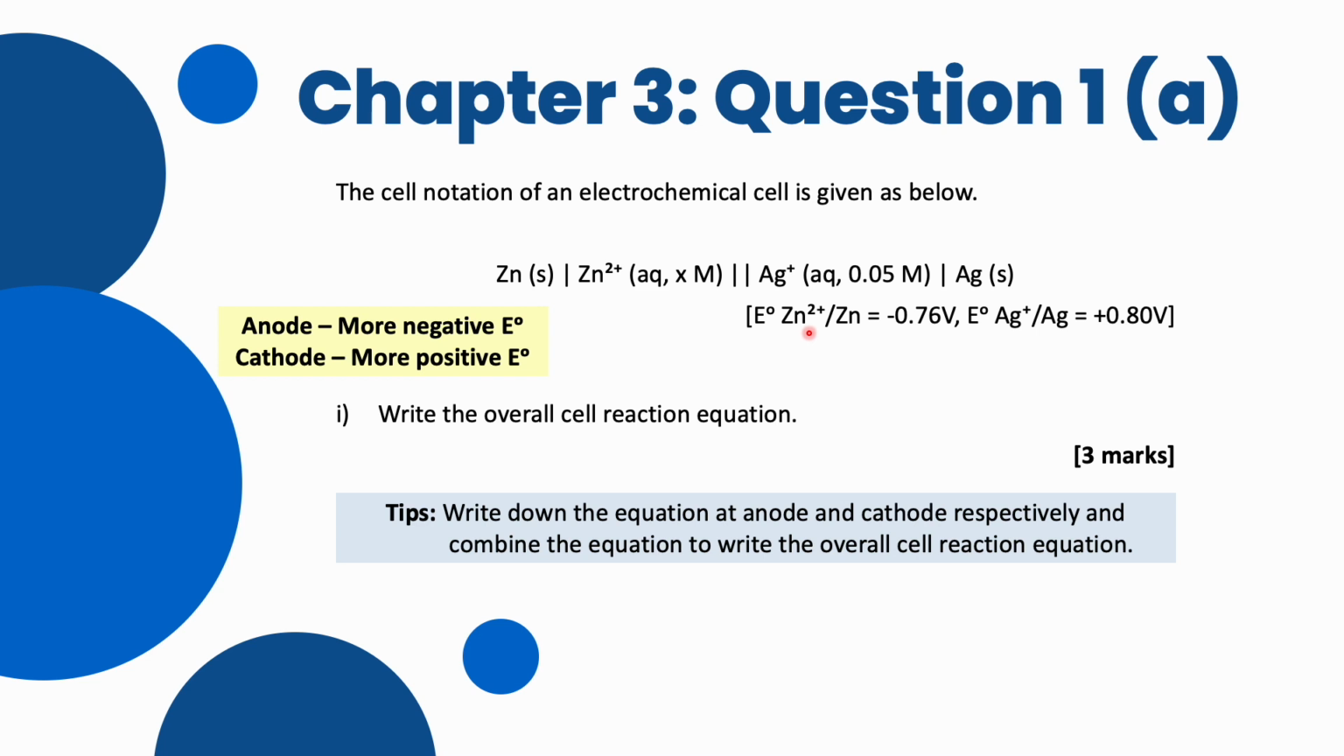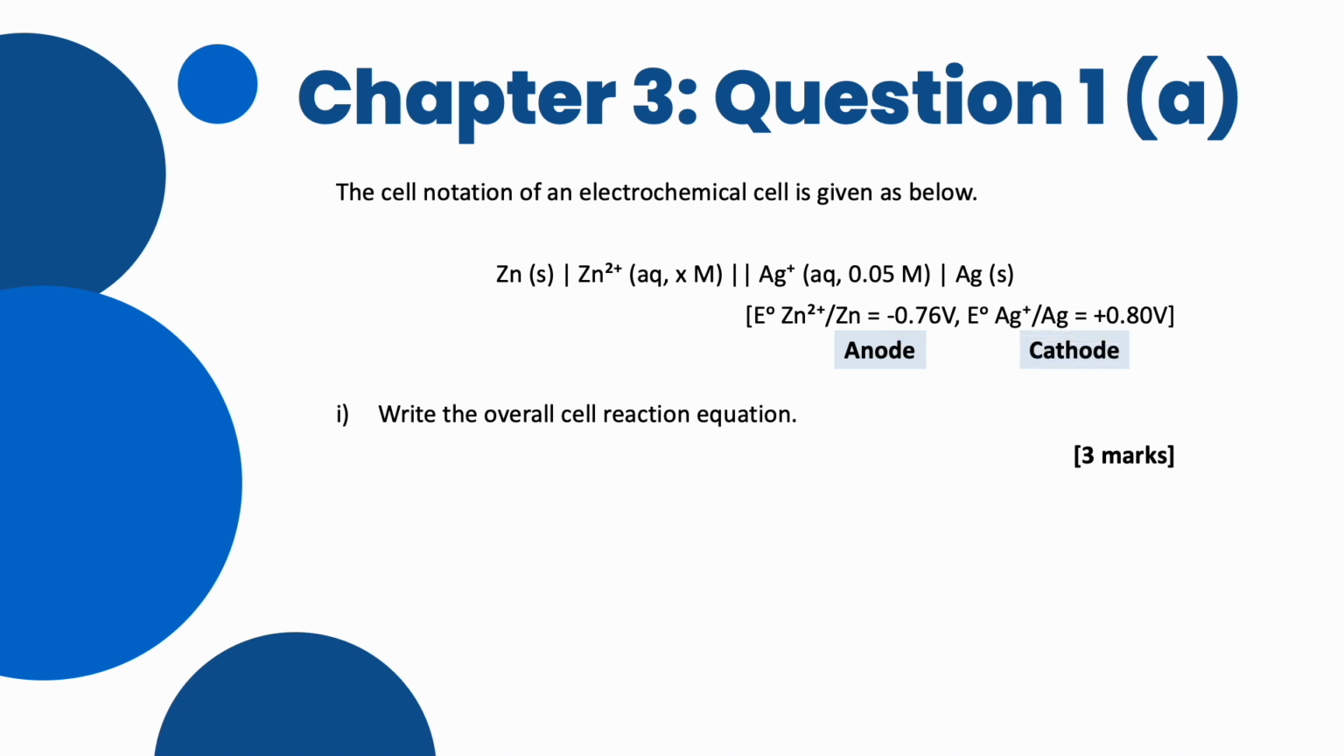So here we have the E0 cell for zinc, which is negative 0.76, and E0 for silver or argentum, positive 0.80 volt. Again, remember anode more negative, cathode more positive. So from these two values, we can conclude that the zinc is the anode and the silver is our cathode. Okay, now we have determined the anode and cathode.